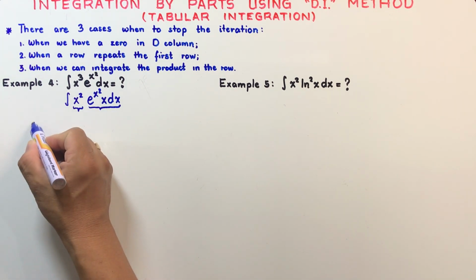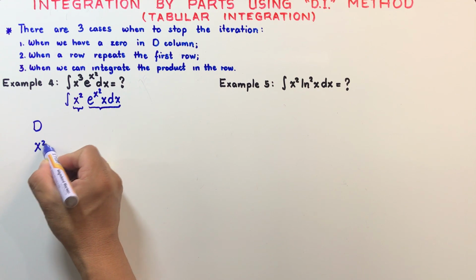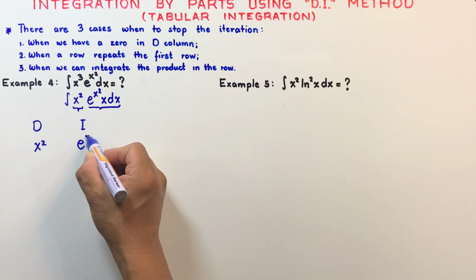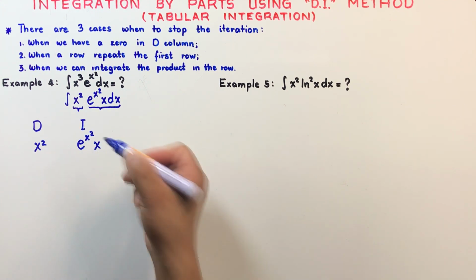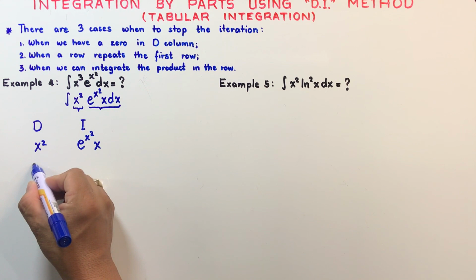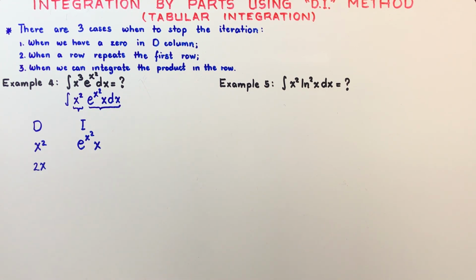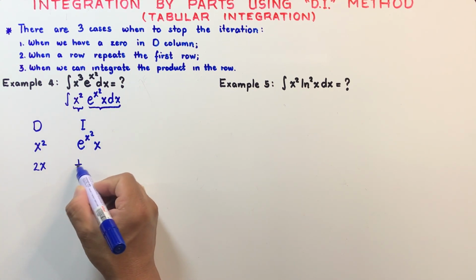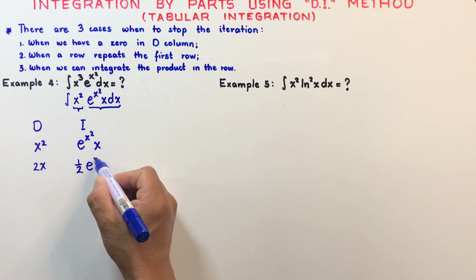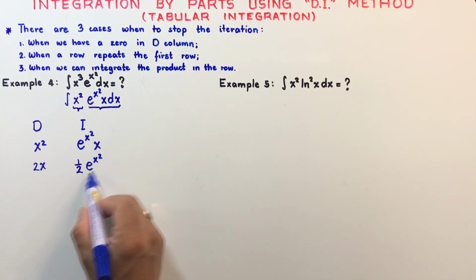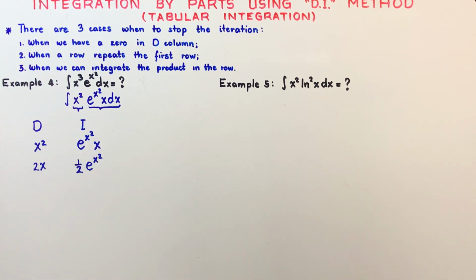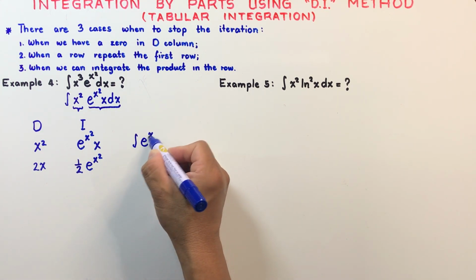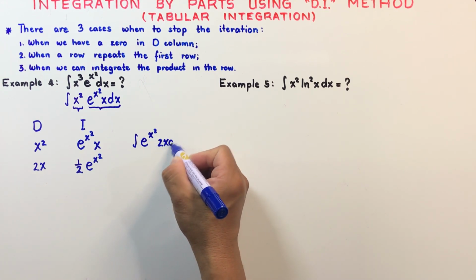So in my D column, I need to write x squared. And in my integral column, I need to write e to the power x squared x. So I need to differentiate x squared, which is 2x here, and then integrate also this one, which is 1/2 e to the power x squared. And to show that this is the integral of this is to write that the integral of e to the power x squared 2x dx.